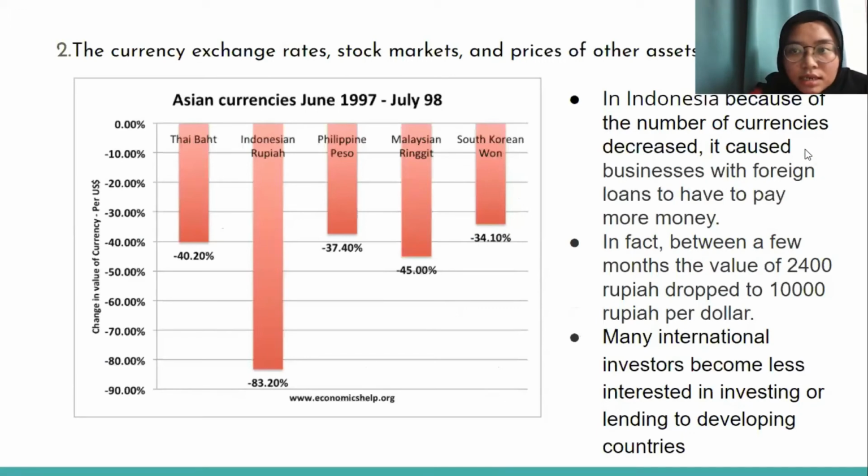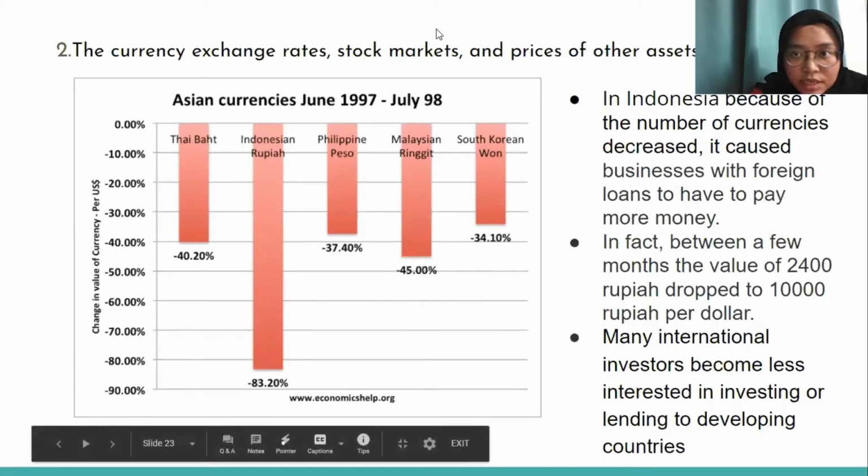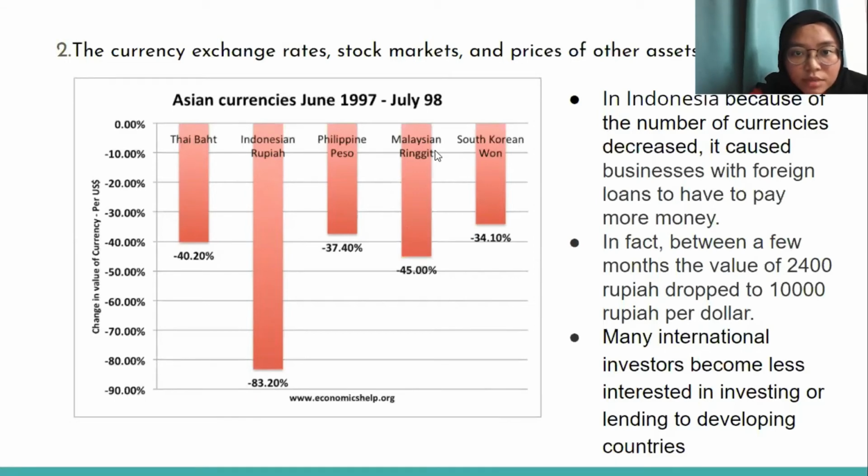Okay, next, the impact of the Asian crisis is that currency exchange rates, stock markets, and prices of other assets all plunged. Based on this graph, we can see that the currency in most of the Asian countries dropped. For example, in Thailand, the currency dropped by 40.2%. In Indonesia, it dropped by 83.2%. In the Philippines, it dropped by 37.4%. In Malaysia, it dropped by 45%. And in South Korea, it dropped by 34.1%.